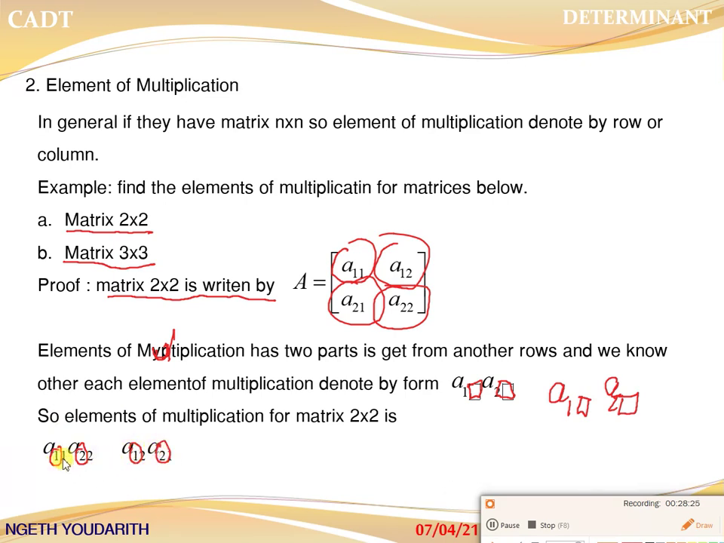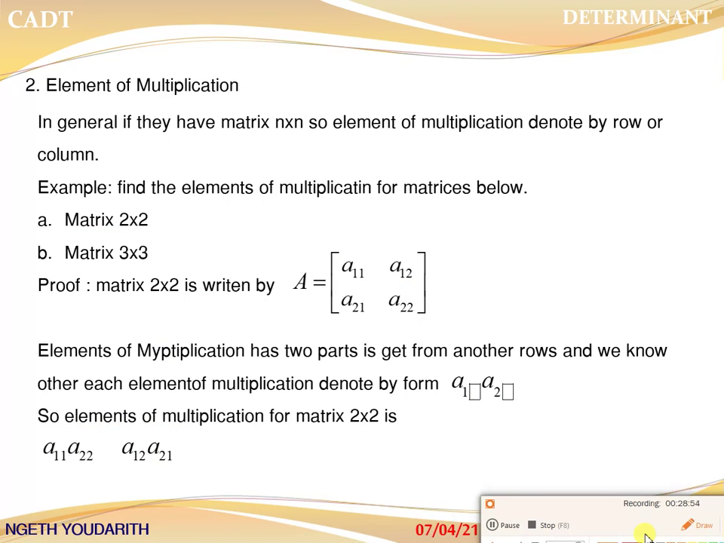It does not change only this kind of the row, but the column can be changed from 1, 2, and 2 to 2, 1. This is what we call the element of multiplication of matrix 2 by 2.